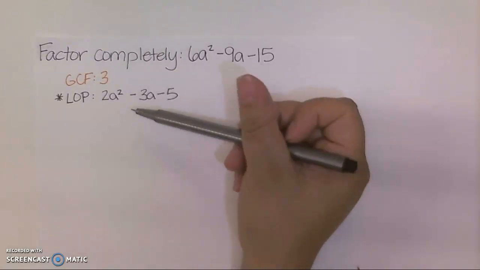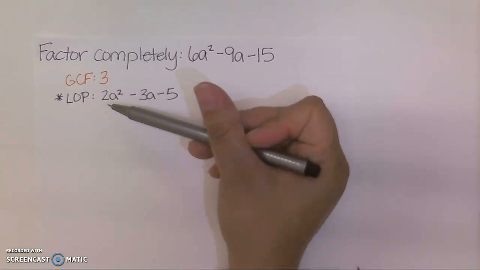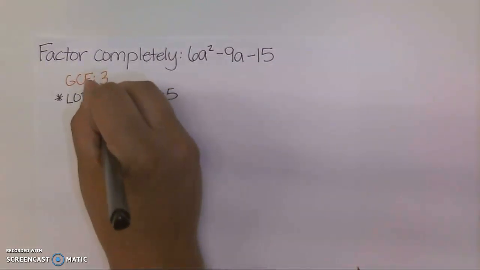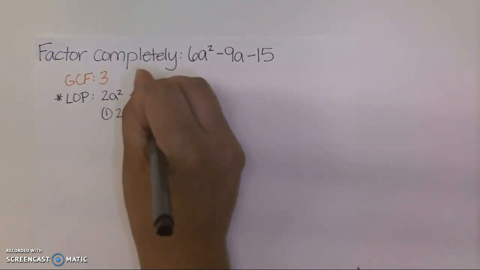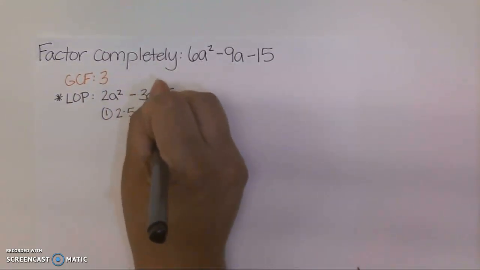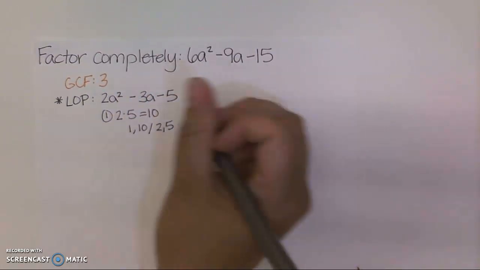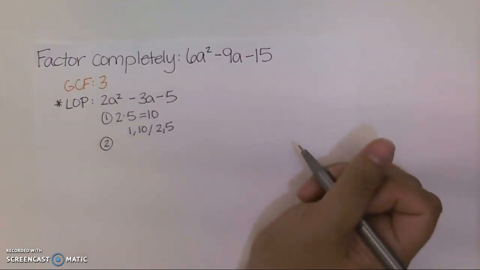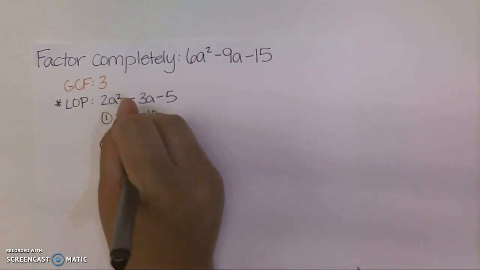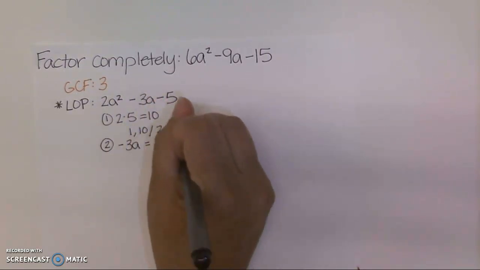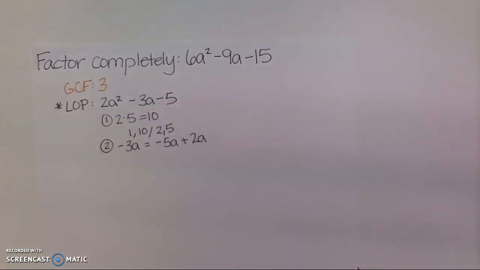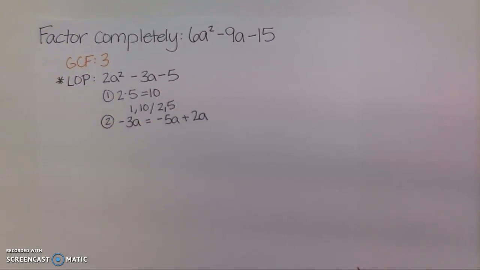All right, so this is a quadratic that has an a that is greater than 1, so I'm going to use the AC method. The AC method multiplies a times c, so 2 times 5, which is 10. And then we find the factors of 10, which are 1 and 10, and 2 and 5. We need to figure out how to get my linear term. In this case, my linear term is negative 3a. How to get negative 3a is negative 5a plus 2a. If you said 2a minus 5a, you would be correct. Your work will look a little different than mine, but you'll get the same answer in the end.